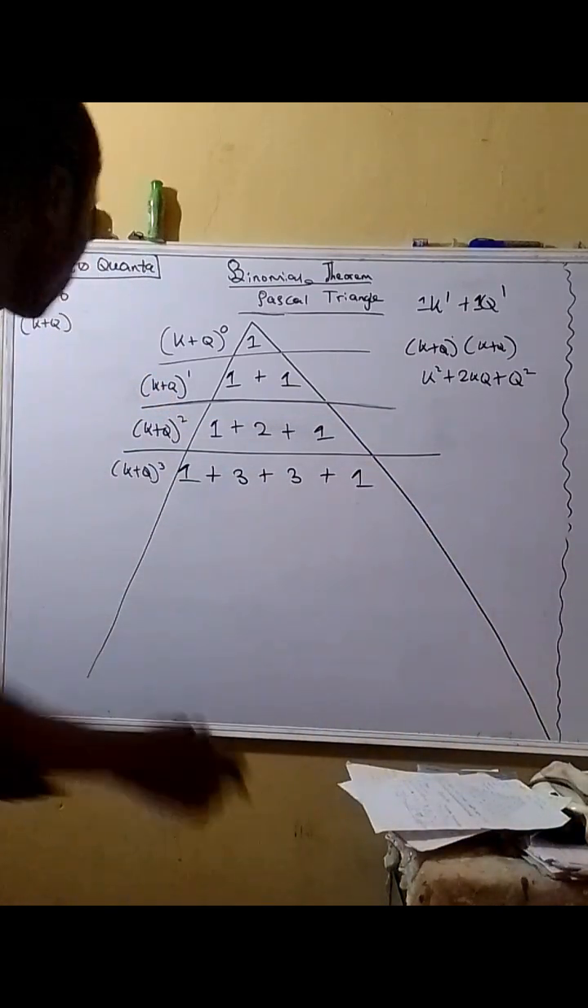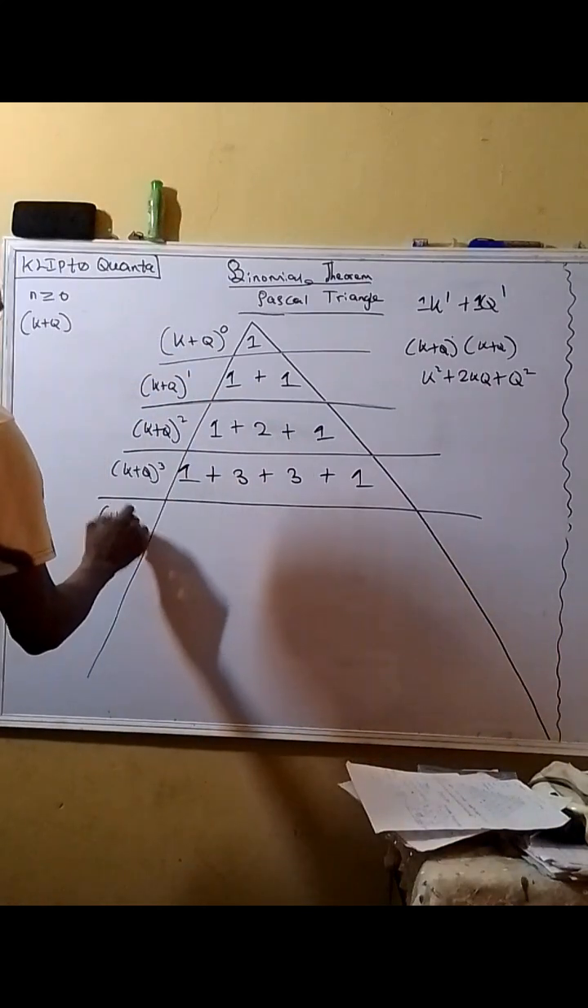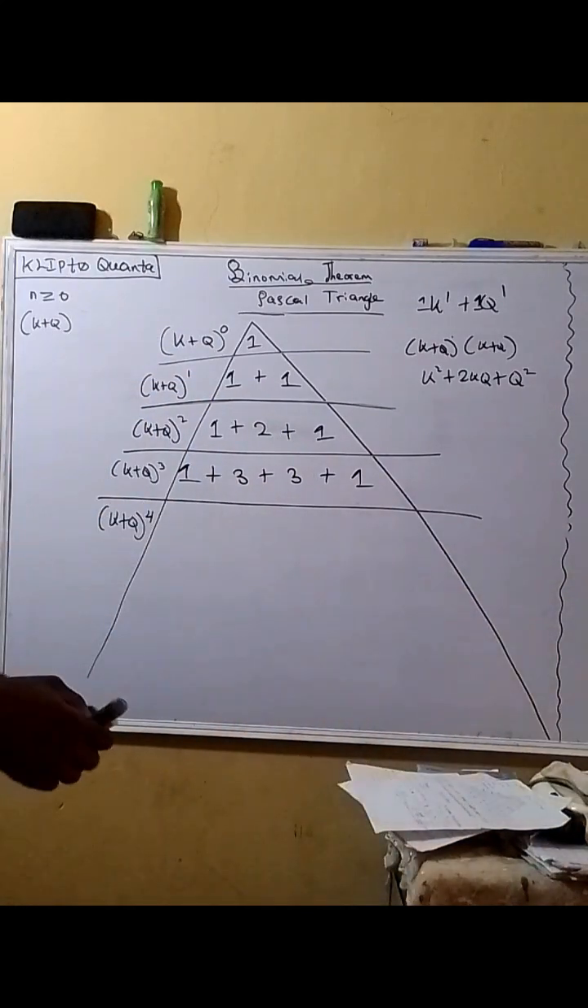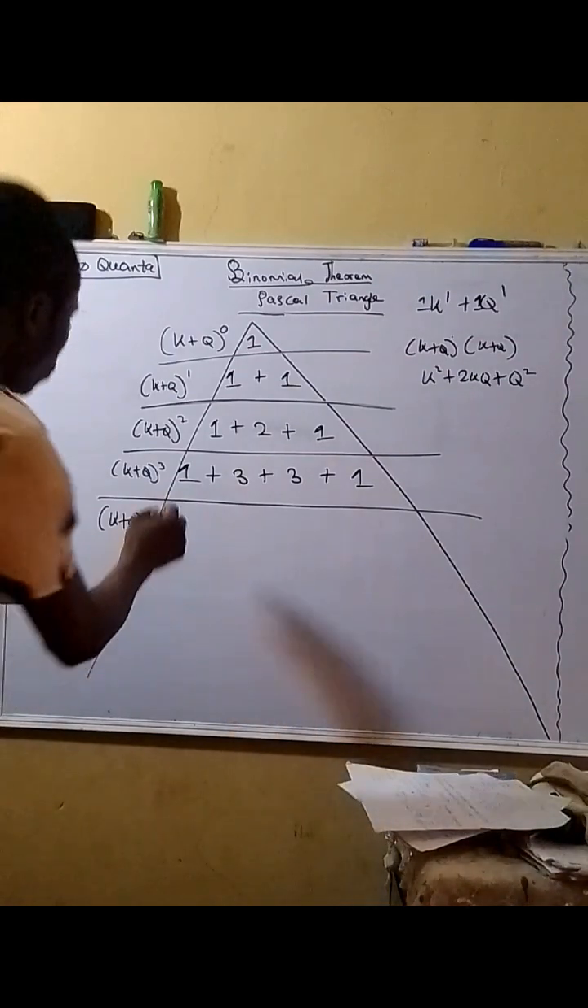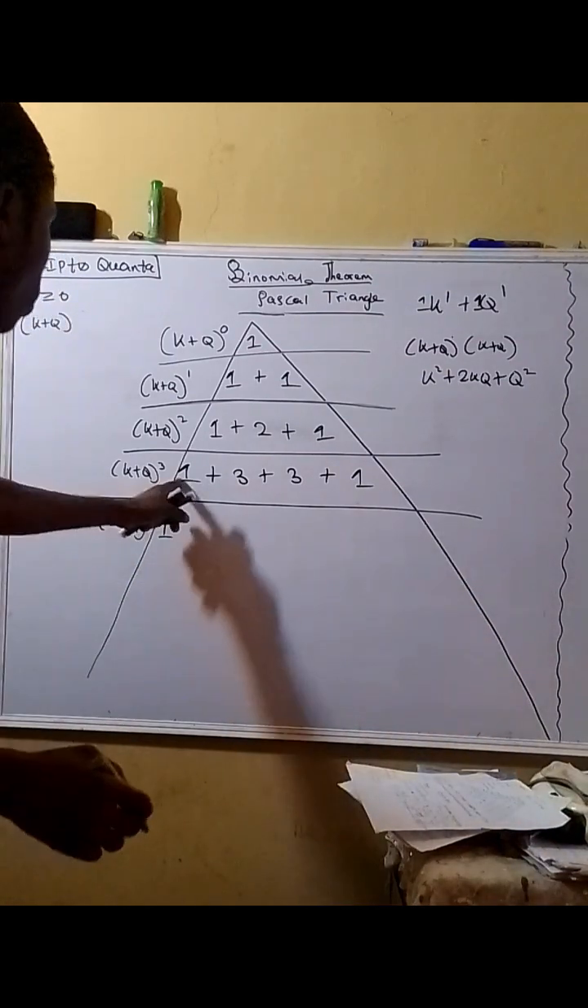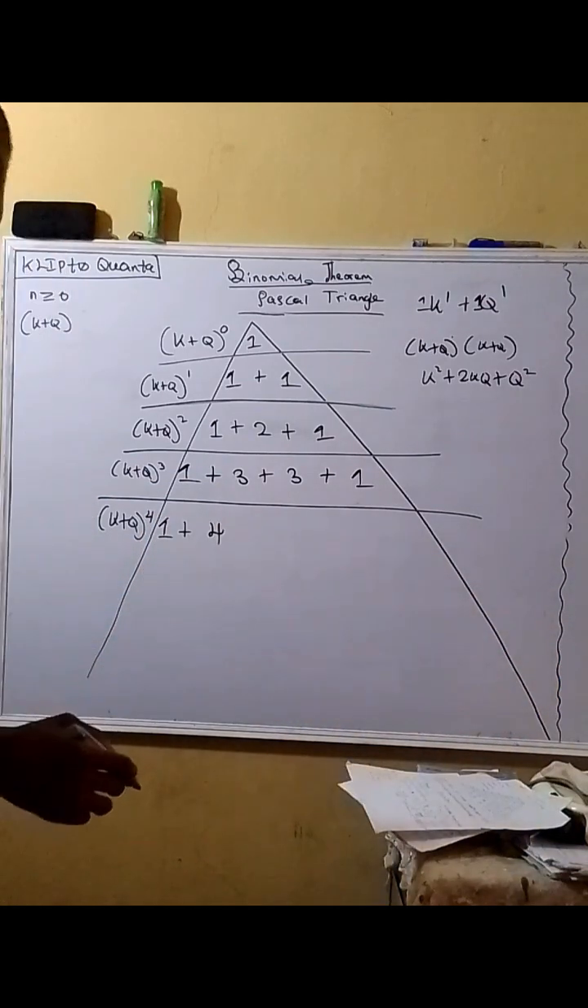The same thing next time if you have to deal with k plus q raised to power 4. Having k plus q raised to power 4, we start with our 1. You have 1. We should know 1 plus 3 will be what? You have 4. Do you get what I'm saying?